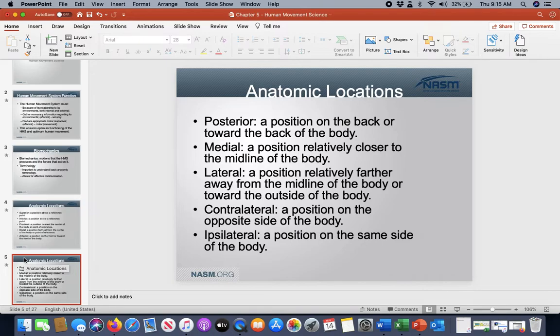Medial means more toward the midline. So if you look at your quadricep muscle, there's the vastus medialis. That is the quadricep muscle on the inside part of your leg. It's one of the four, obviously. And then you have your vastus lateralis, which is lateral, or on the outside, away from the midline.